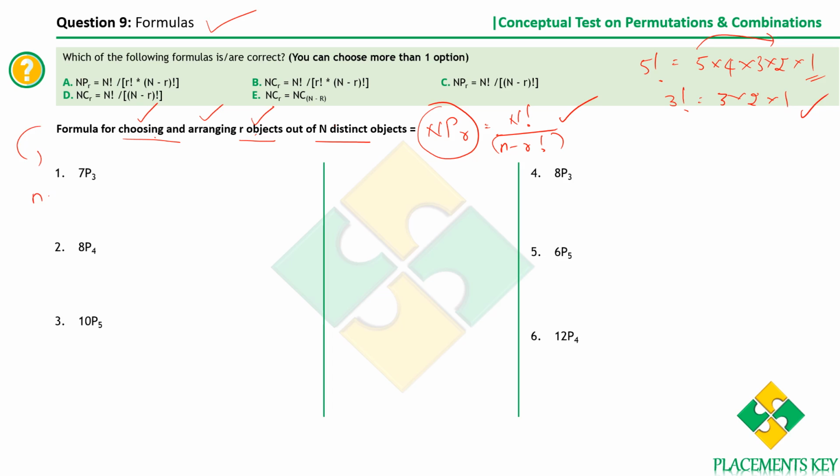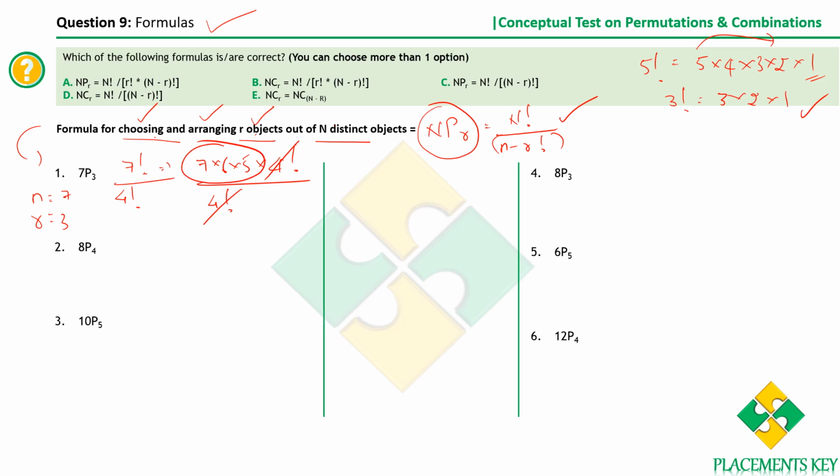7P3. So what is the n value? It is 7. What is the r value? It is 3. So what is the formula? It is 7 factorial by (n minus r), that is 7 minus 3, that is 4 factorial. What is that? It is 7 into 6 into 5 into 4 factorial divided by 4 factorial. So 4 factorial gets cancelled. So we have 7 into 6 into 5.